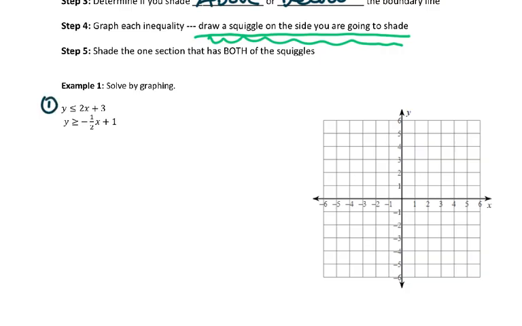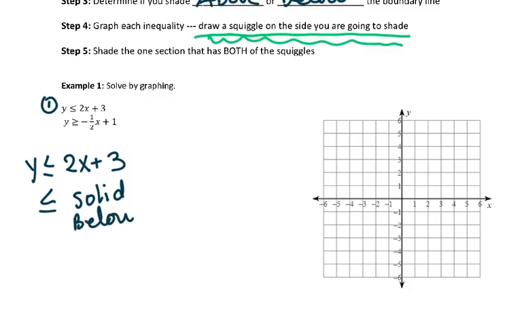So this is going to be 1. So y is less than or equal to 2x plus 3. This is already in the right format. Less than or equal to means solid line, and it means below. The y-intercept, or the b value, is 3. M is 2 over 1, so up and right, down and left.